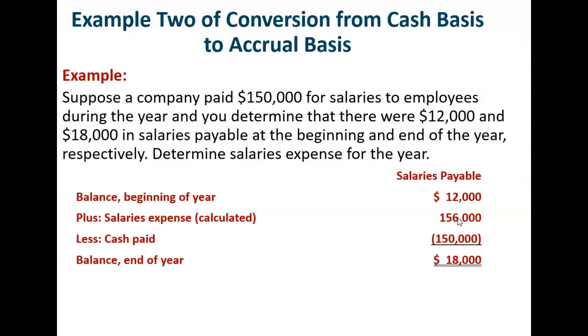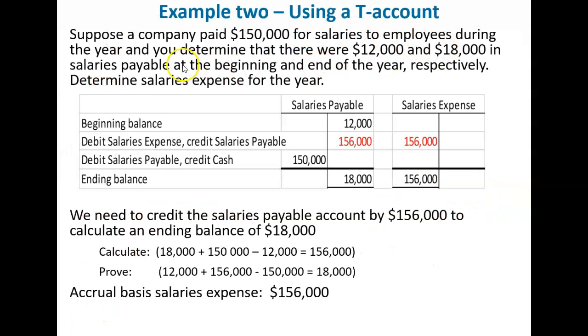But I really prefer looking at these things through T accounts. Whatever works for you is okay. I happen to like T accounts, so let's set this up in a T account. Same circumstances, a T account for a liability called salaries payable, and a T account for an expense called salaries expense. We are given that we had a beginning balance of salaries payable, $12,000.